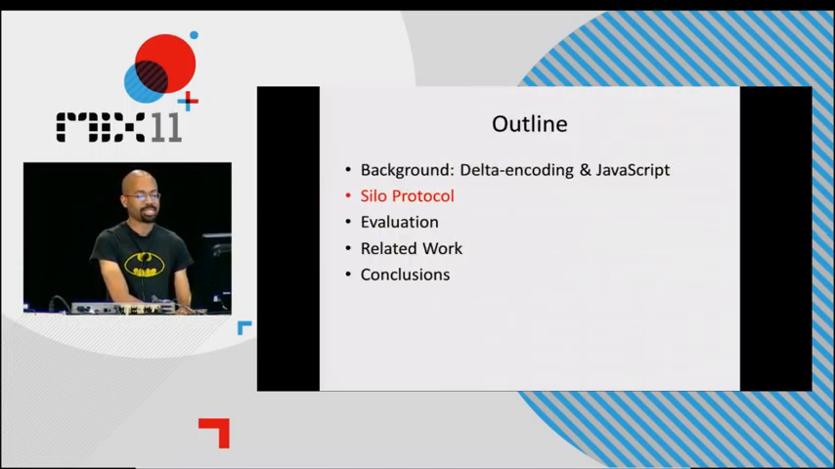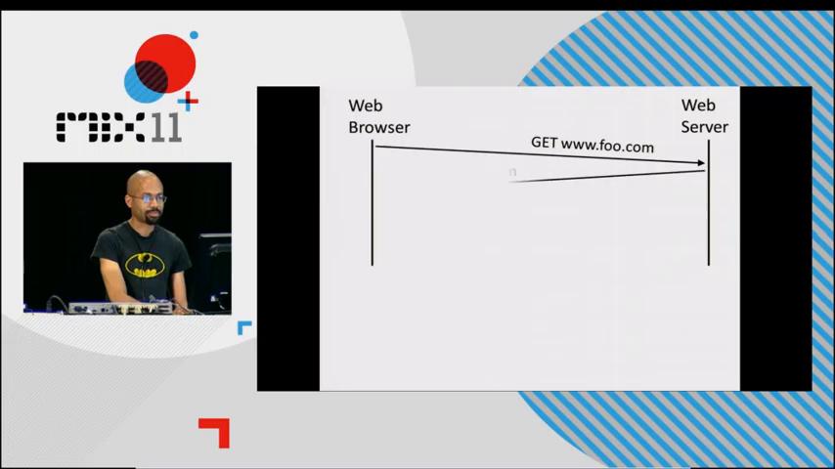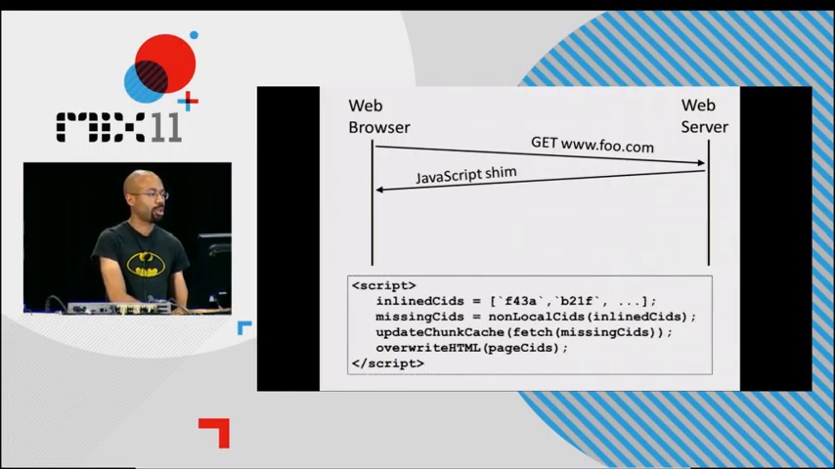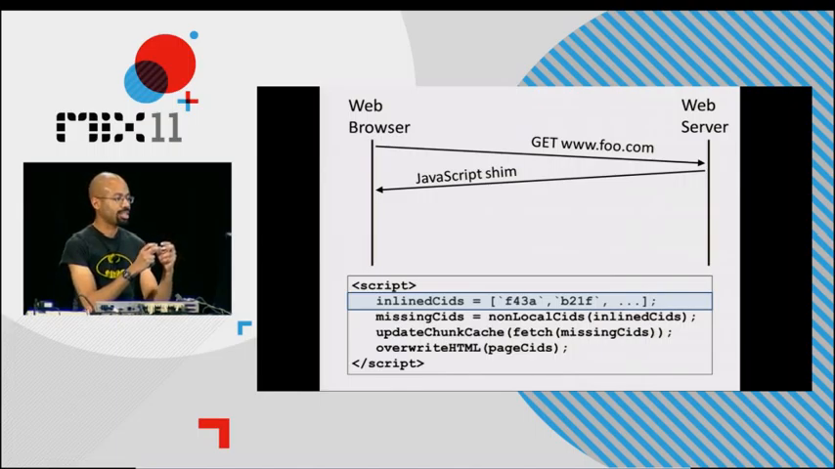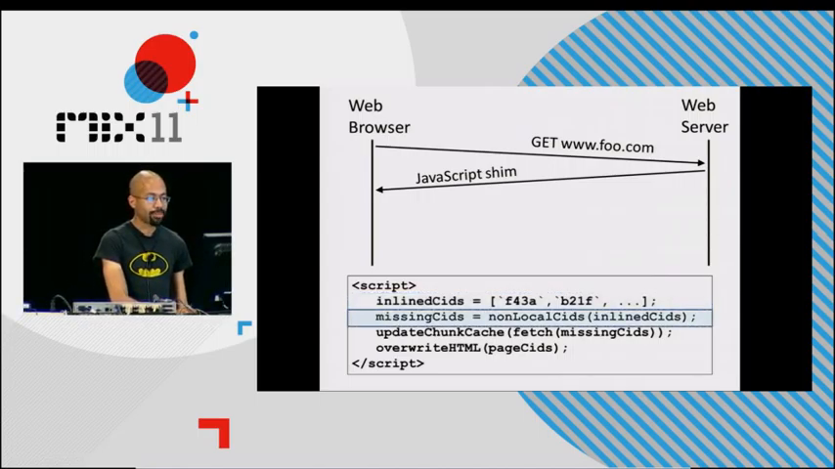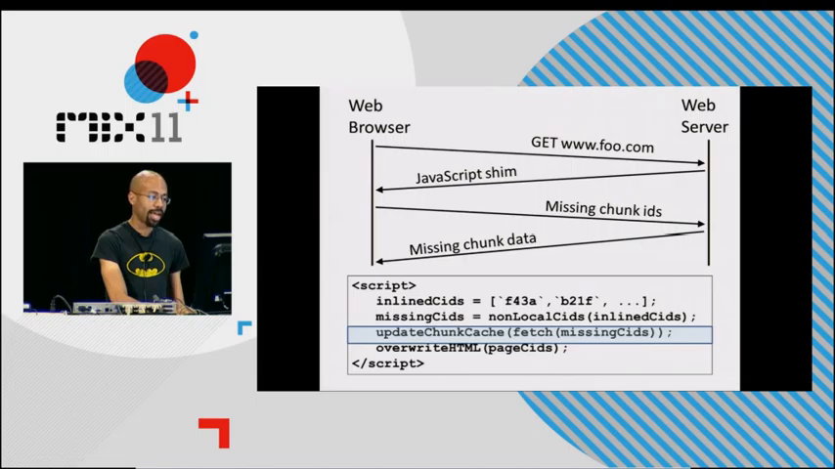So let me go into more depth about the Silo protocol. So in Silo, the browser is going to send a request for some page, foo.com. The web server is going to respond back with this JavaScript shim. So what is this shim going to do? Well, inside the script code, we see that the server automatically inserts the IDs of the chunks that are in the inline page. Okay? So the shim is then going to look in DOM storage, and it's going to say, okay, which one of these chunks do I not have available locally? It's going to send a synchronous AJAX request to the web server saying, hey, can you send me those missing chunks? It's going to get those missing chunks back, and then it's going to use document.write to overwrite the page.